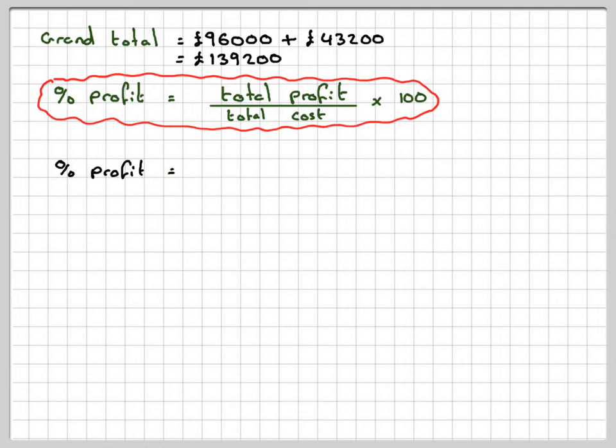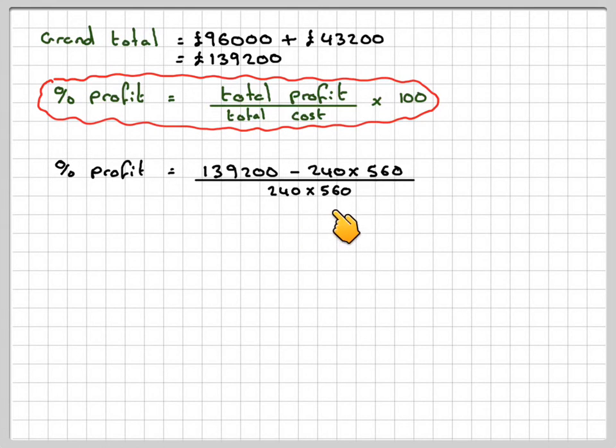Right, so the percentage profit is the total profit divided by the total cost times 100. So the percentage profit will be the total amount taken, which is 139,200 minus 240, because we had 240 computers to begin with, and they were each bought for £560. Again, we need to divide that by 240 times 560, because that's the total cost price. And then we need to multiply that by 100.